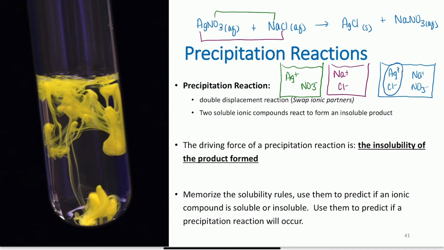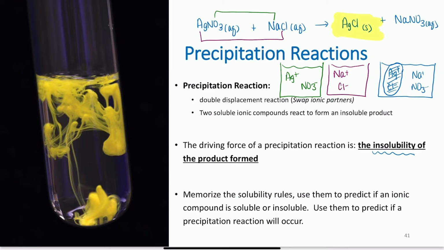And when the silver and chloride ions find each other, they precipitate out, forming a solid. The sodium and nitrate ions continue floating around in solution because they are the spectators. So I have two soluble ionic compounds that react to form an insoluble product. The driving force of a precipitation reaction is the insolubility of the product formed. So the driving force of this reaction specifically is the formation of silver chloride.